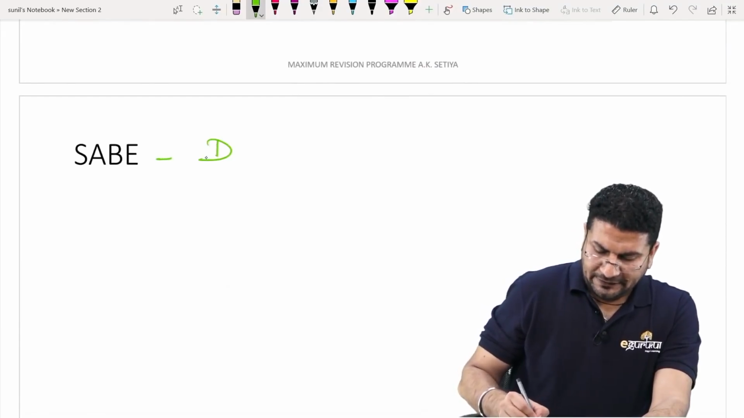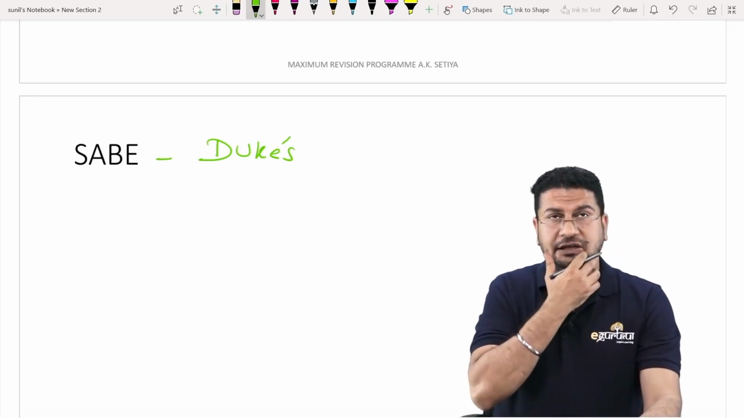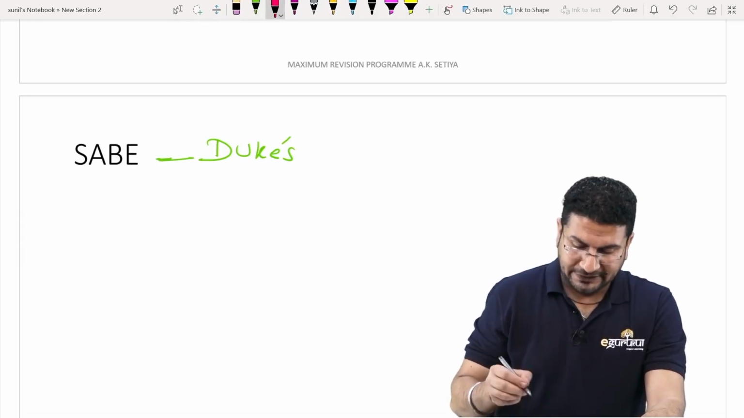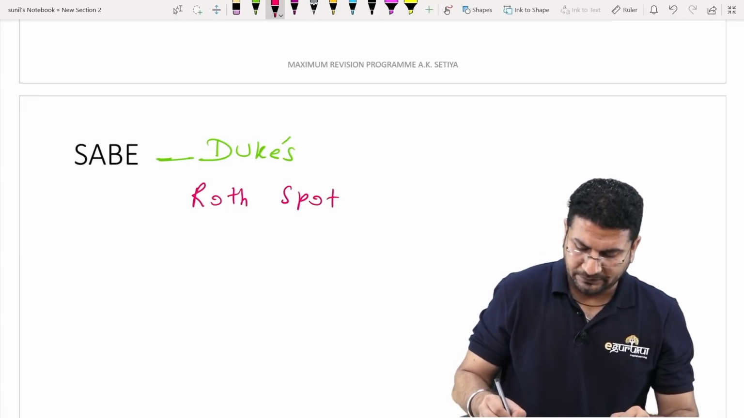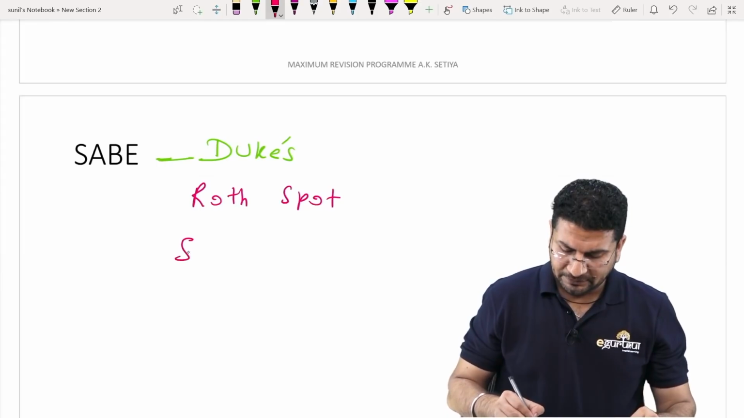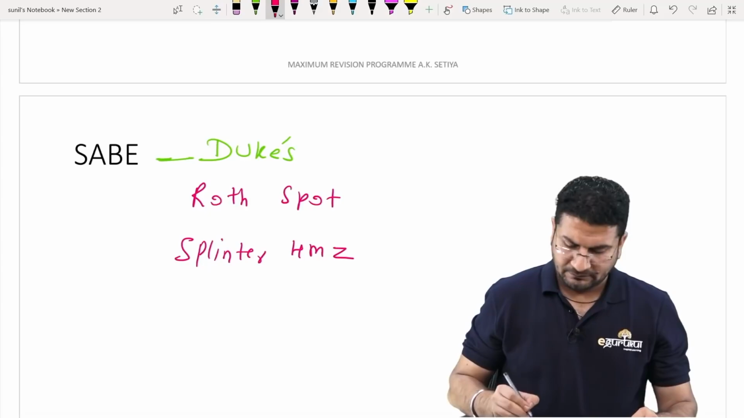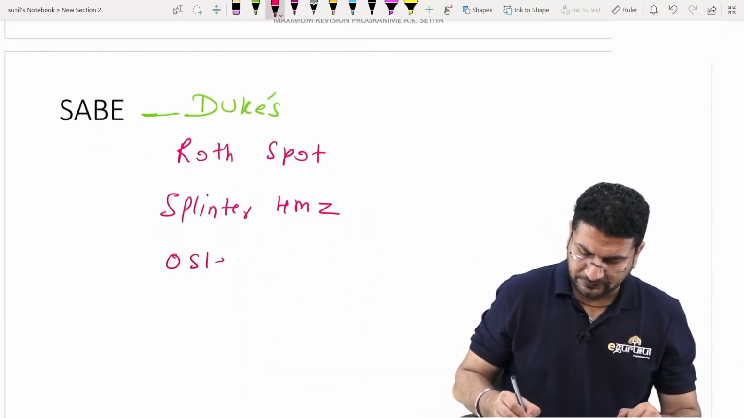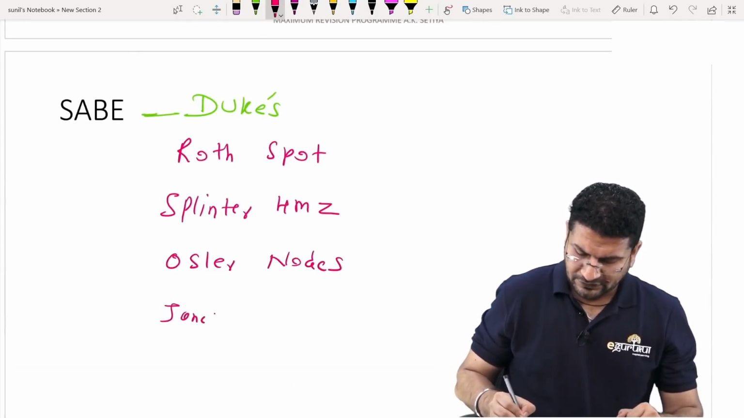Subacute bacterial endocarditis. Remember, the name of the criteria is Duke's criteria. You will see this is due to Streptococcus viridans. So this can form emboli, and these emboli can migrate to different places. They can migrate to the eyes, we call them Roth spots. They can rupture in your nail bed, we call them splinter hemorrhage. There can be nodular enlargement in the palms and soles, we call them Osler nodes or Janeway lesions.